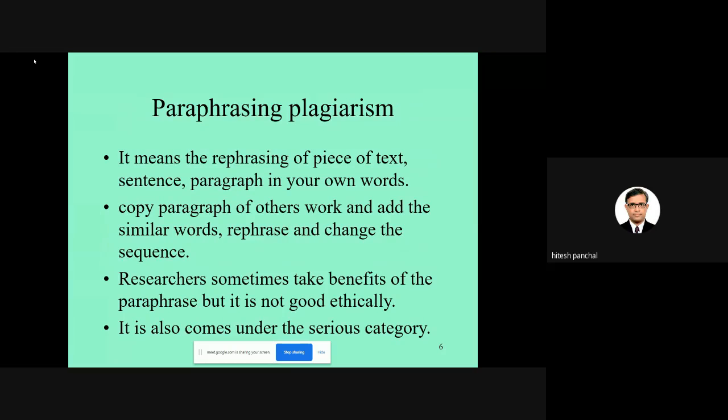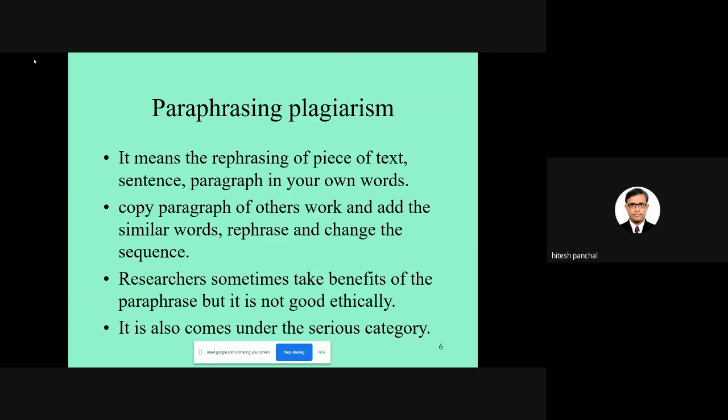Now this is also a kind of plagiarism. The name is paraphrasing plagiarism. So what is the meaning of paraphrasing plagiarism? It means the rephrasing of a piece of text, sentence, or paragraph in your own words.